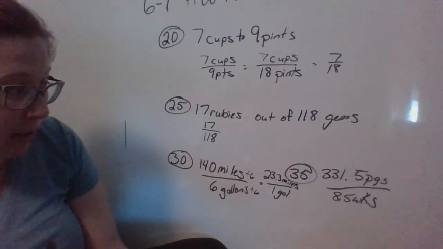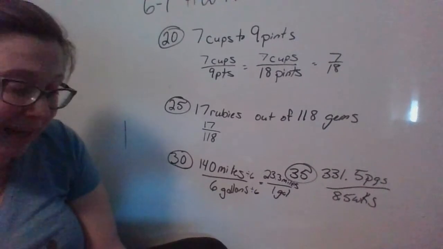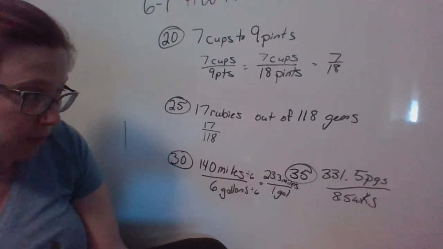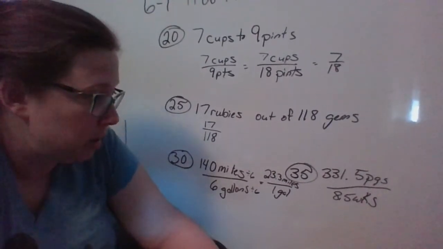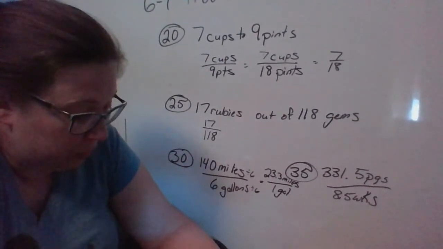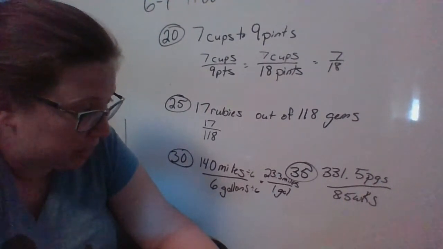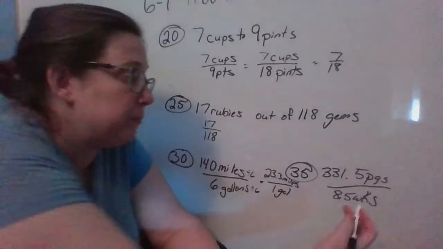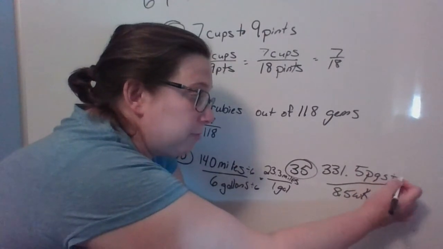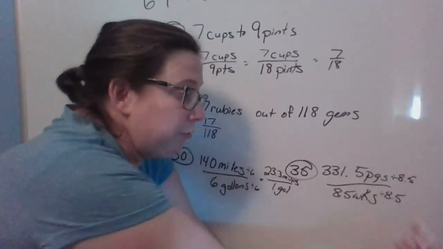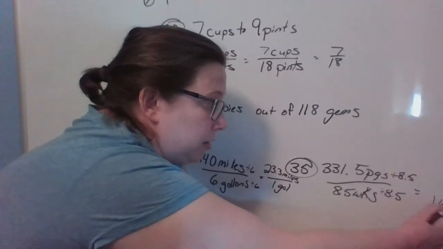Number 35, we have 331 and 5/10 pages in 8.5 weeks. So I'm guessing this is how many pages someone has read or maybe even written in 8.5 weeks. They want a unit rate, which means we are going to figure out how many pages in 1 week. To do that, we're going to divide both of these numbers by 8.5, 8 and 5/10. And down here we would get 1 week.